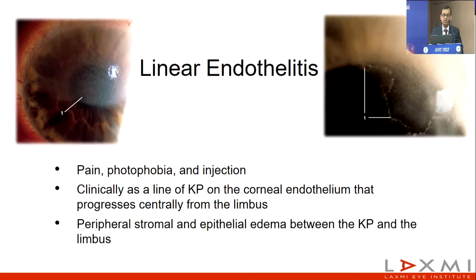Again, the next very unique scenario which we see is a linear endothelitis. Now you can see, like any keratitis, they do present with pain, photophobia, and injection. However, clinically we see a line of KPs on the corneal endothelium, and they progress centrally from the limbus. Now again, peripheral stromal and epithelial edema between the KPs is seen, and the non-involved cornea is again devoid of any KPs or edema.